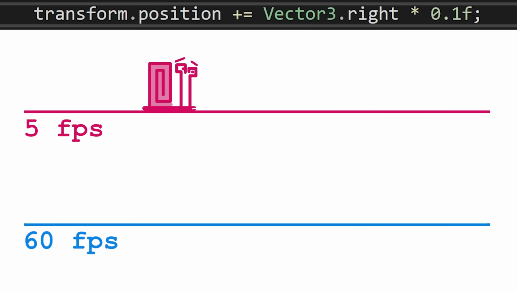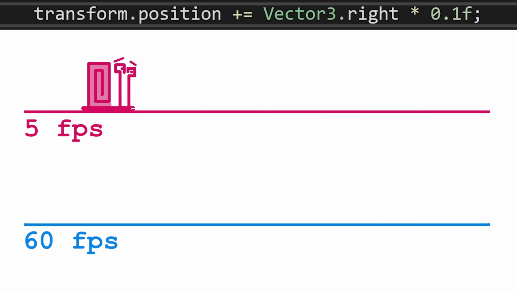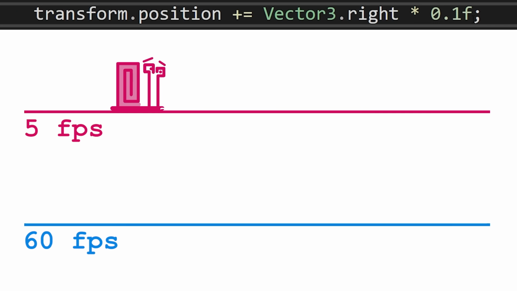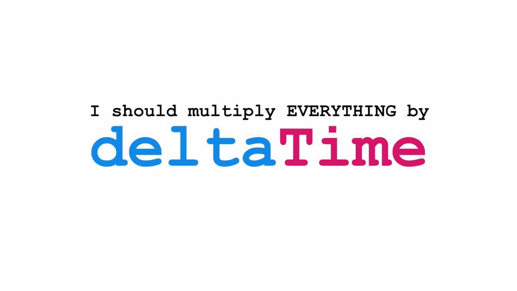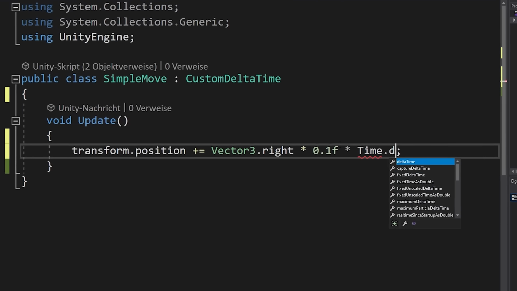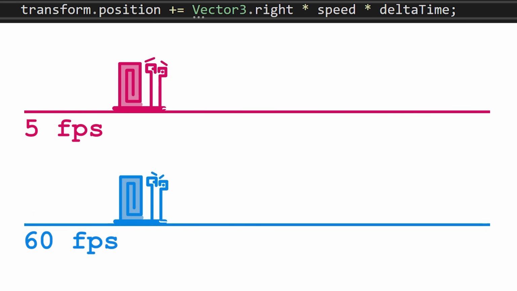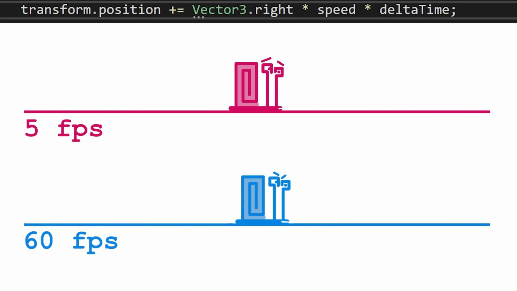So obviously that's because both snails move the same amount each frame, but Jerry just has way more frames per second, so obviously he's gonna move fast. I'm pretty sure you're not a criminal though, because I'm pretty sure you remembered: I should multiply everything by delta time. If not, I am committing a crime. Let's do that then. Let's multiply in this magical variable that we don't quite understand yet. And all of a sudden it works. If we keep this running forever, they will always stay next to each other.